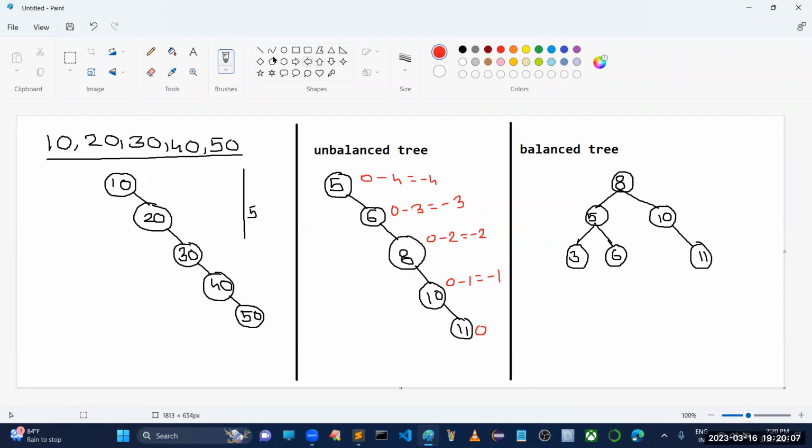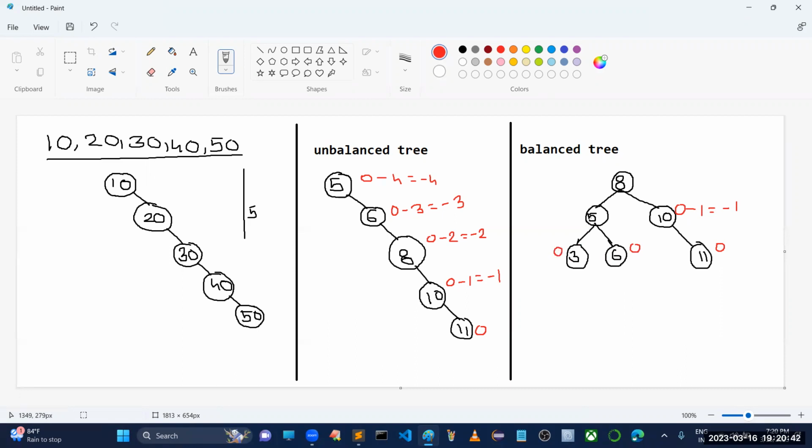Sir, can you please show me the balance factor for this node? It is 0, because left tree is nothing but 0 height minus right tree is nothing but 0 height. So balance factor is 0. But what about this node 10? 0 is the left subtree height minus 1 is the right subtree height. The total is nothing but -1. What about this node 6? 0, because left subtree, right subtree are 0, 0. And this one is also 0.